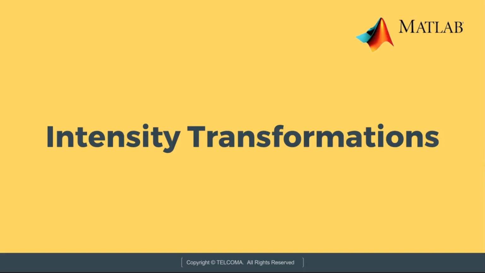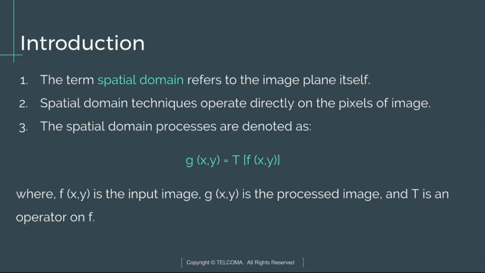Now the next topic is intensity transformations. Now we start with introduction. The term spatial domain refers to the image plane itself, and methods in this category are based on direct manipulation of pixels in an image.